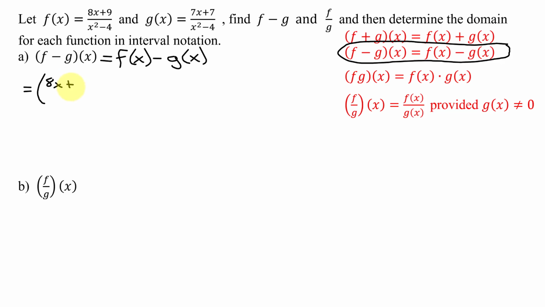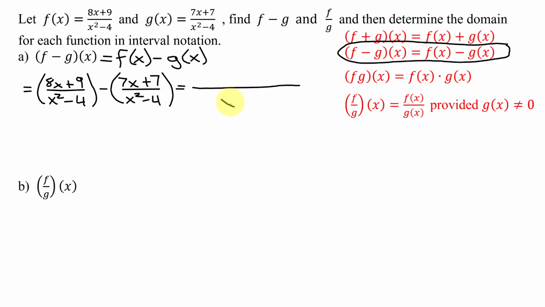So I have 8x plus 9 divided by the quantity of x squared minus 4, that's f of x, minus, in parentheses, g of x, which is 7x plus 7, divided by the quantity x squared minus 4. So I'm going to have to subtract fractions. To do that, I need a common denominator. Luckily, both of these denominators are the same, so that is going to be my common denominator of x squared minus 4. Do I need the parentheses in the numerator of the first term? No, I'm going to have 8x plus 9.